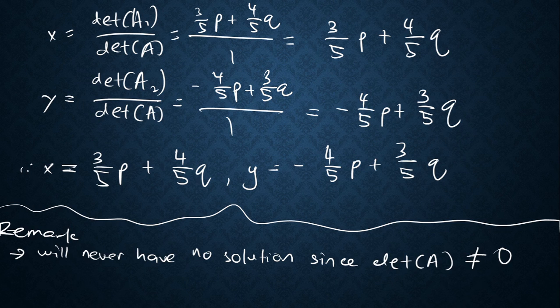We won't have no solution since the determinant of A is non-zero.